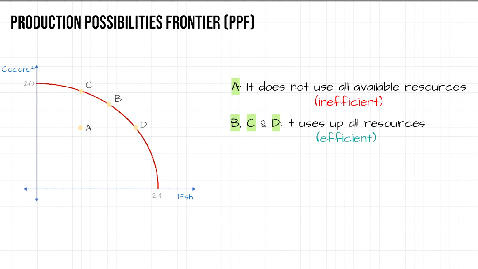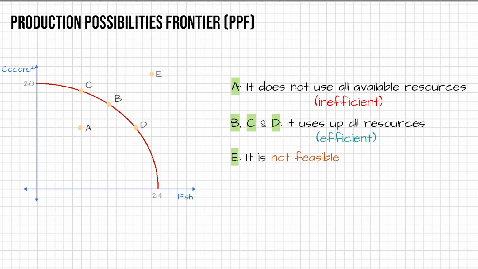And now let's look at a point above the frontier, point E. This combination of coconuts and fish can't be produced with the resources we have in this rudimentary economy. It's not feasible. To reach point E, we'd need some kind of change in the economy, a change in technology, or a change in the factors of production. But that's a topic for another video.